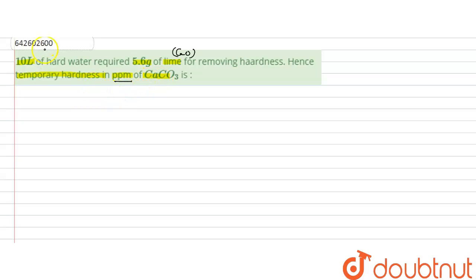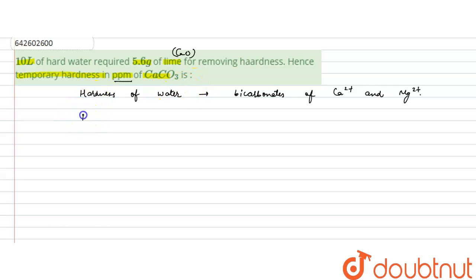So first of all, what is the hardness of water? Hardness of water is due to the presence of the bicarbonates of calcium and magnesium ions. And this hardness is removed by adding calcium oxide in the hard water, so that the bicarbonates present in the water will form the carbonates, carbonate precipitates, and hardness is removed.